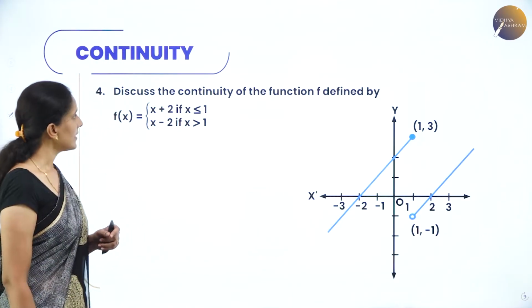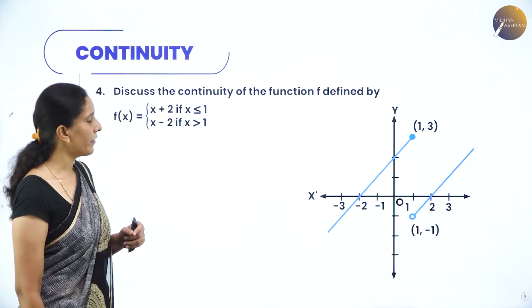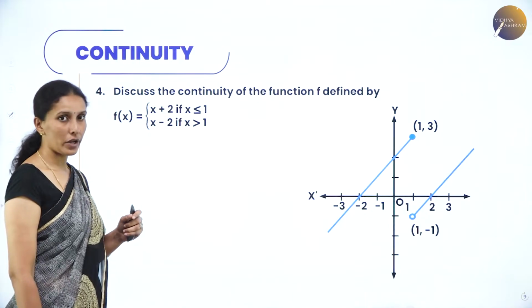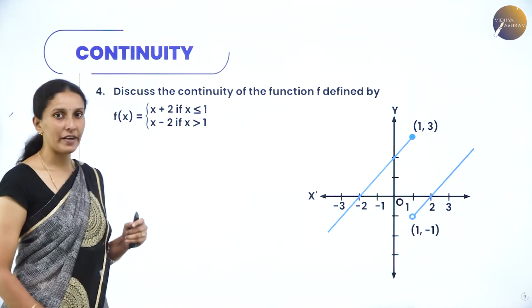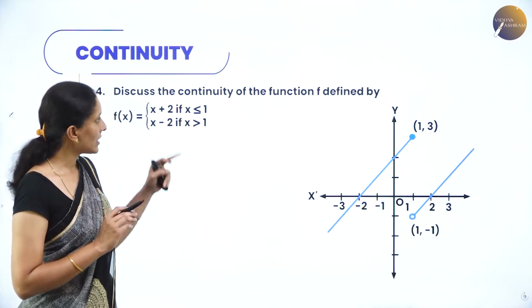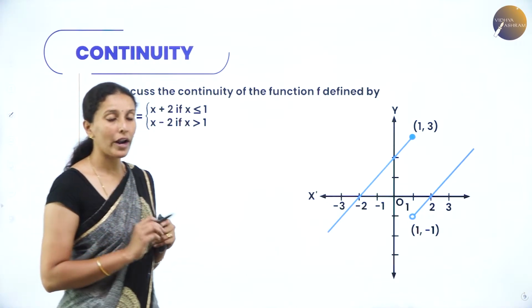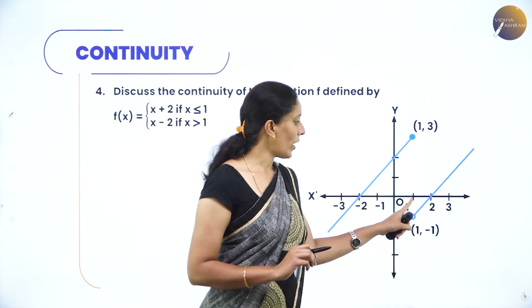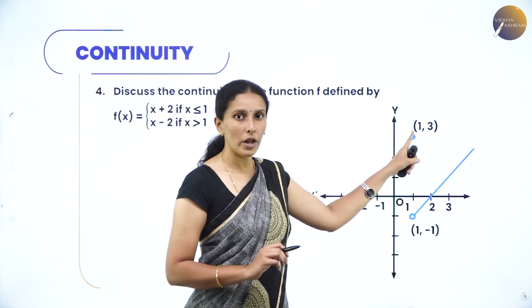Next question. Discuss the continuity of a function f defined by f of x is equal to x plus 2 if x is less than or equal to 1, and x minus 2 if x is greater than 1. So we are discussing the continuity of the function at the point x is equal to 1 here. At the point x is equal to 1, the functional value will be equal to 1 plus 2, which is 3.